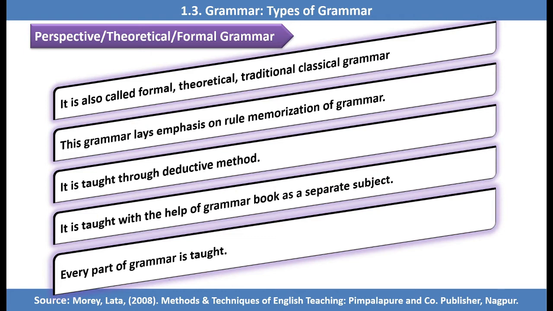Four basic things are very important in prescriptive grammar: rules, and learning of the rules of grammar is given more importance. Here we use the deductive method to teach. In the deductive method, first we introduce the rule and then we learn the examples, or we apply that rule in examples. Here in prescriptive grammar we have a separate subject or separate book for grammar, and using that book we learn grammar. Every part of grammar is taught through the grammar book. So it is called prescriptive, theoretical or formal grammar.